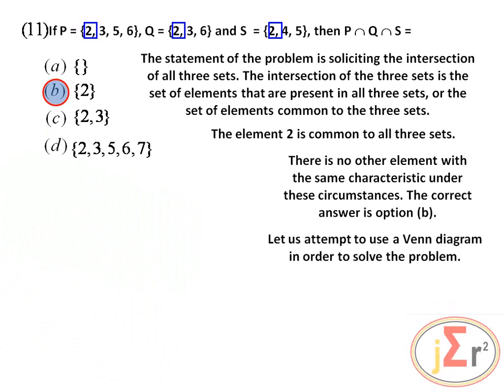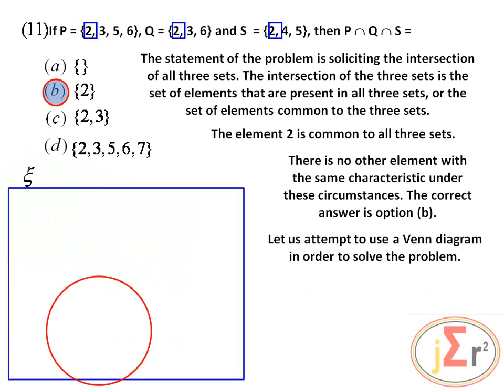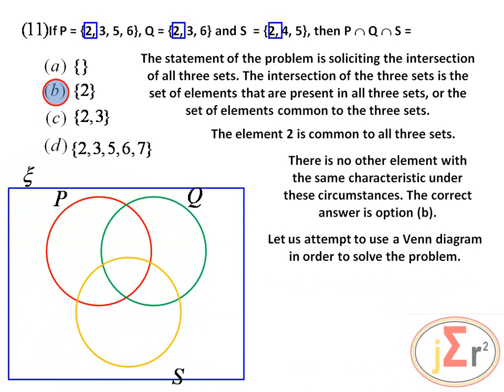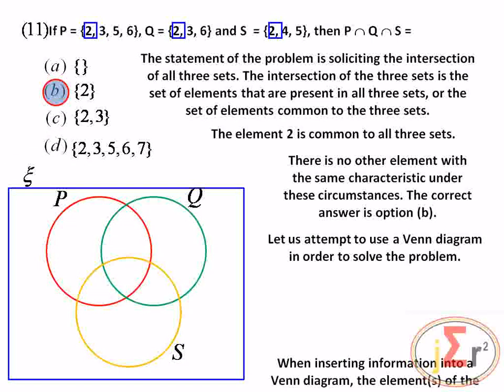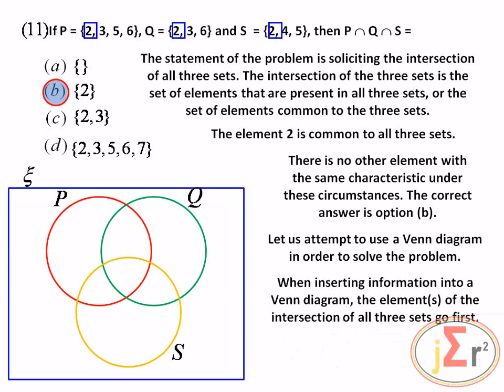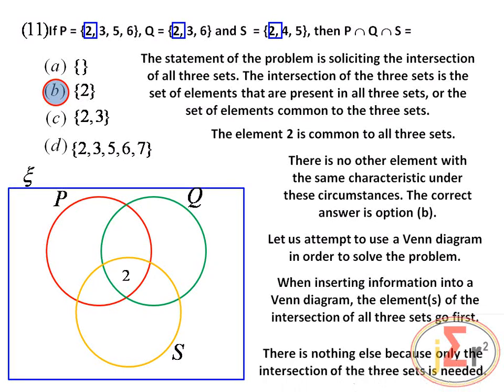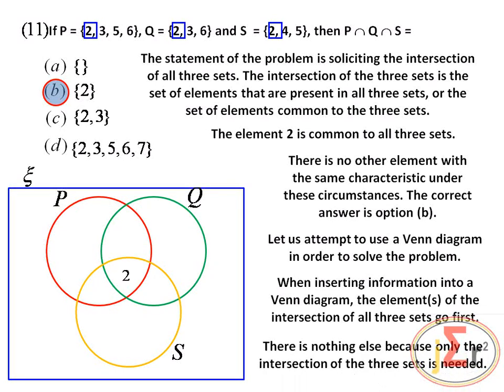Let us attempt to use a Venn diagram in order to solve the problem. There is our Venn diagram, the set P, the set Q, the set S. When inserting information into a Venn diagram, the elements or element of the intersection of all three sets go first. Nice bit of animation there, getting all those 2's to converge into one 2. There is nothing else because only the intersection of the three sets is needed.